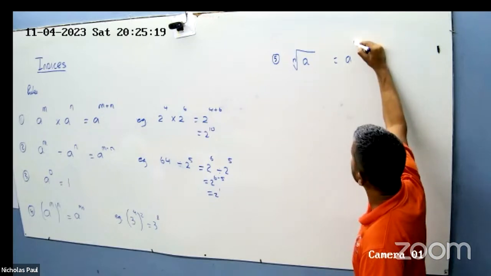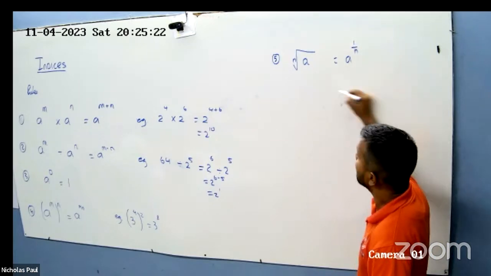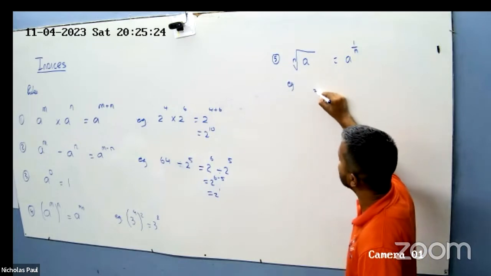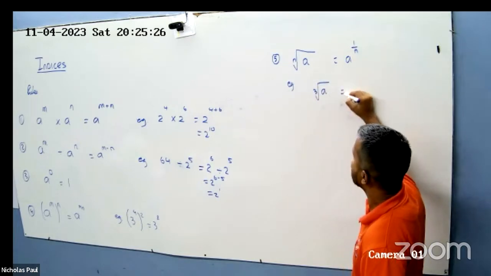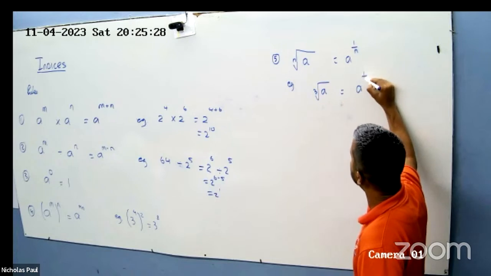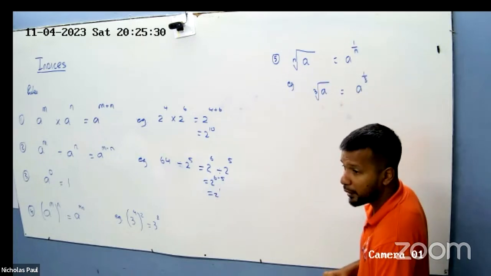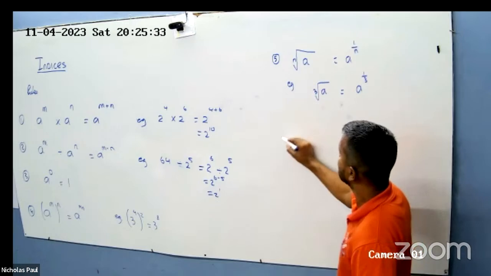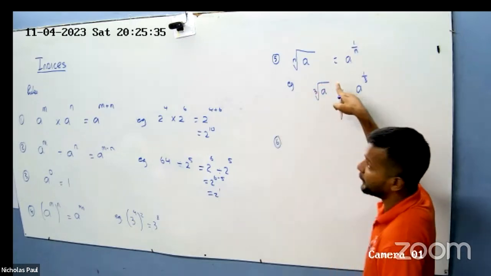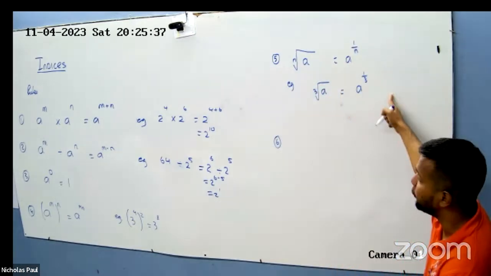1 over n, very good. So for example, if I give you the cube root of A, that will be A to the power of 1 over 3. And the last rule, so I'm going to focus on this one for a while.